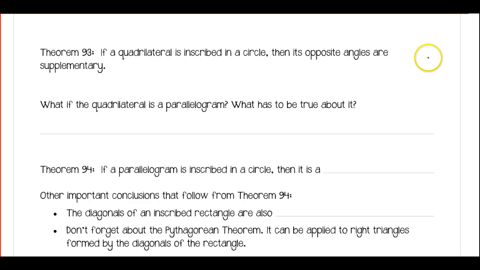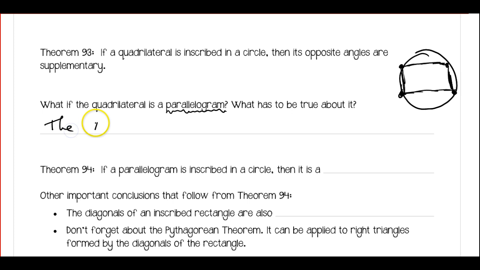So if I have a circle, what if the quadrilateral is a parallelogram? If I'm going to draw a parallelogram in here, and it has to be inscribed, so I know that the opposite sides are going to be parallel, and all the vertices have to be on the circle. Let's use your imagination, my picture's a little bit off. Then what has to be true about this parallelogram? Well, you can probably see in the picture the parallelogram must be a rectangle.